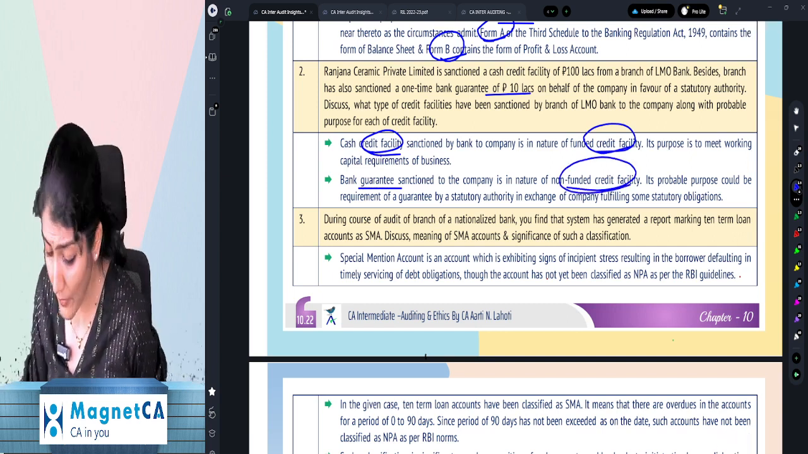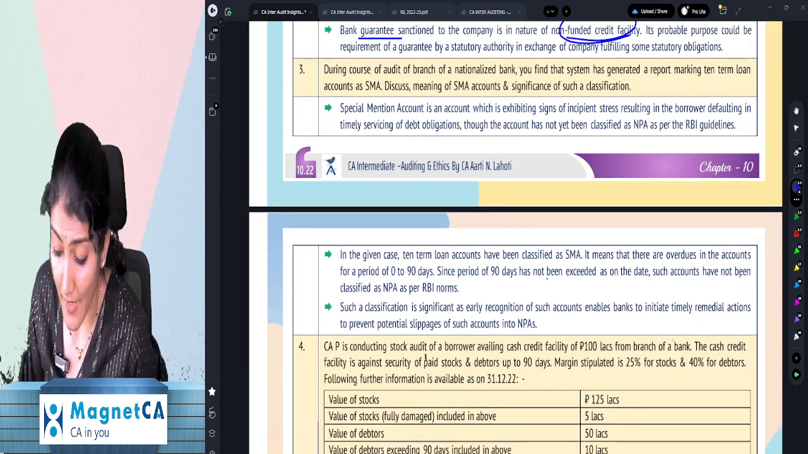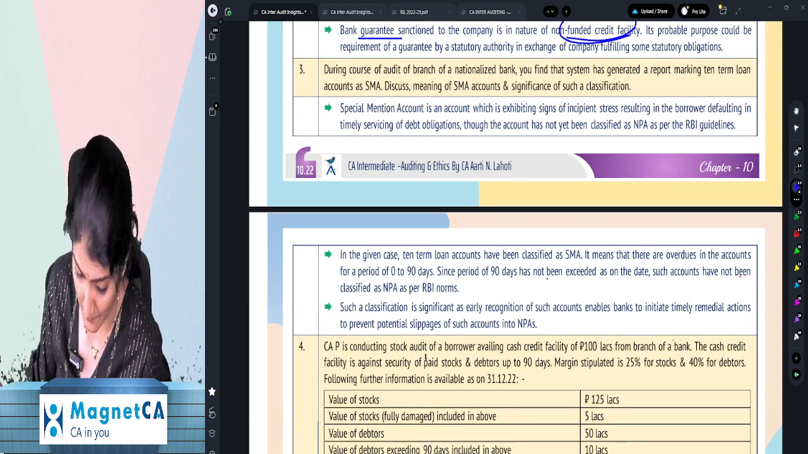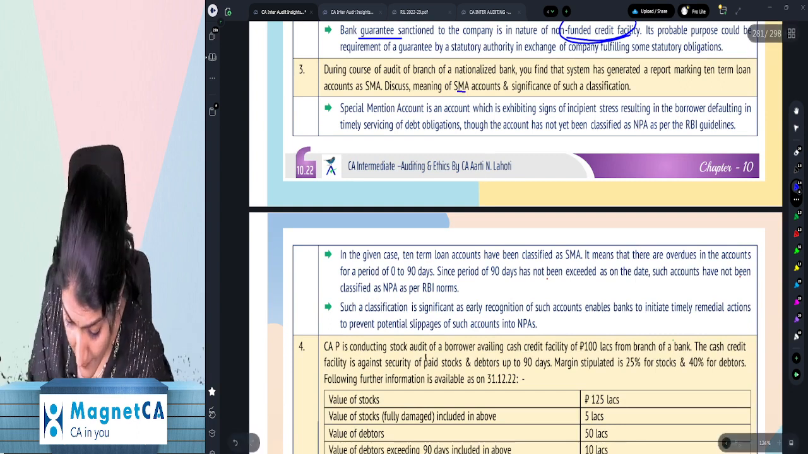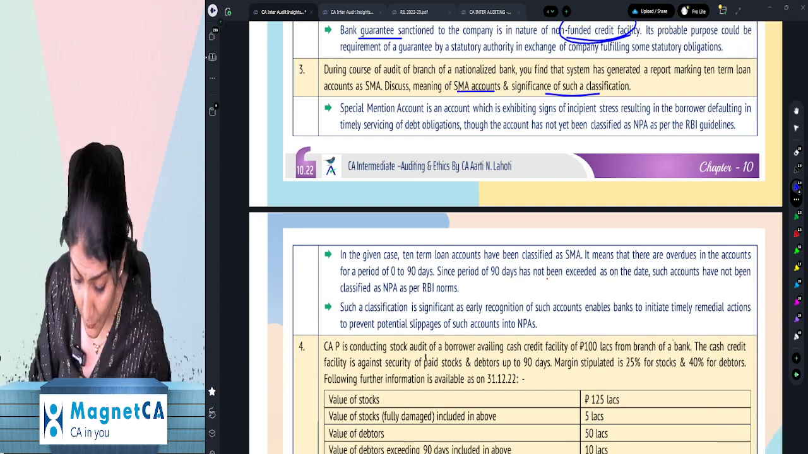During the course of audit of a branch of a nationalized bank, you find that the system has generated a report marking 10 term loan accounts as SMA. Let's discuss the meaning of SMA account and the significance of such classification. SMA is 0 to 90 days.